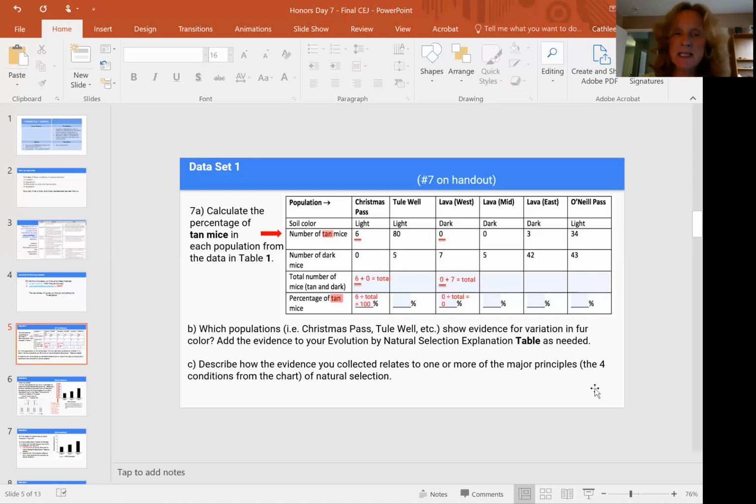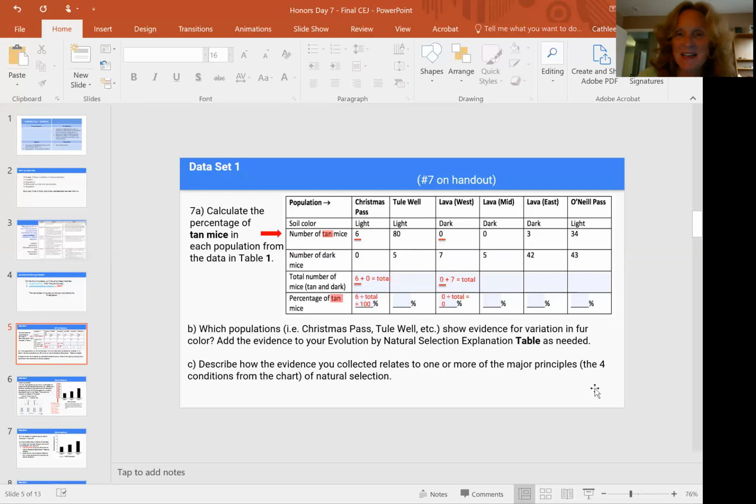And then for section C, describe how the evidence you collected relates to one or more of the major principles, meaning those 4 conditions from the chart. So look to see if there's any other place that this information would be important to. Okay. Again, stop, go back, finish calculating all the values, and then go back and add these to that chart. This is the chart I'm talking about, right? So you're going to add it to these charts right here, okay?